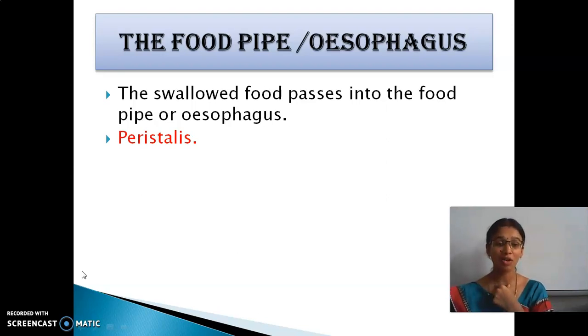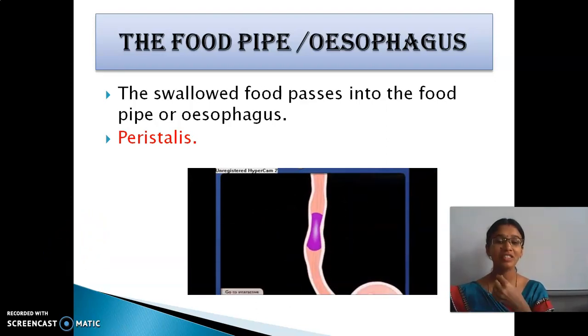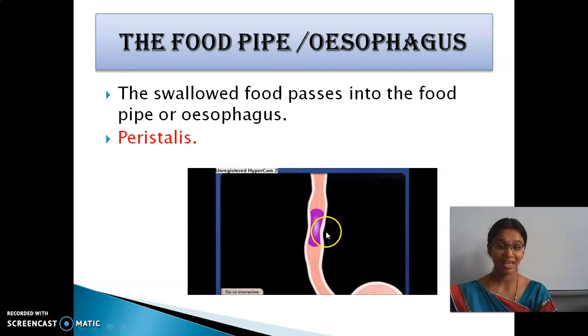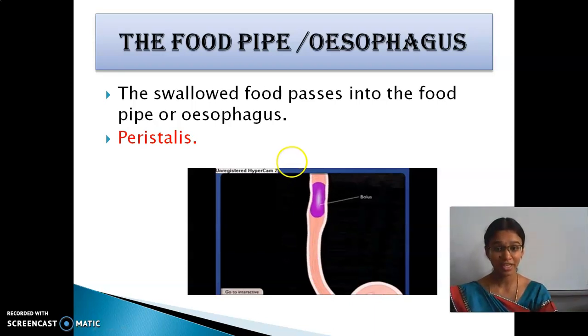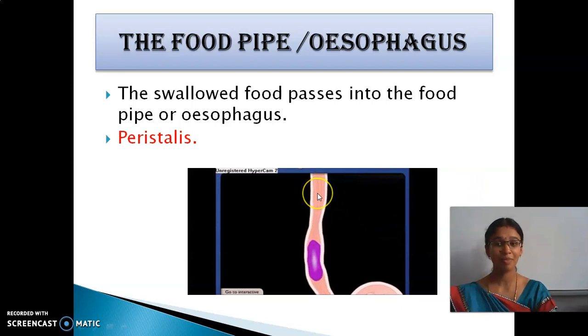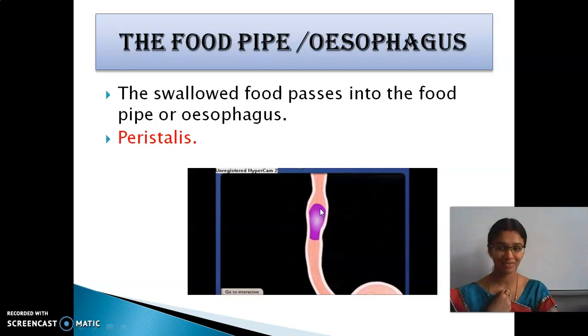So that movement of food inside the esophagus is called peristalsis. What is this called? Peristalsis. See here, the food which goes into the esophagus, this wave-like movement, when the food goes, it enlarges and again contracts and shrinks. So this movement is called peristalsis. The food which passes into the food pipe, that movement is called peristalsis. Are you clear? Yes.